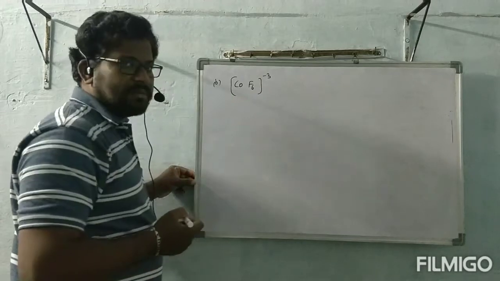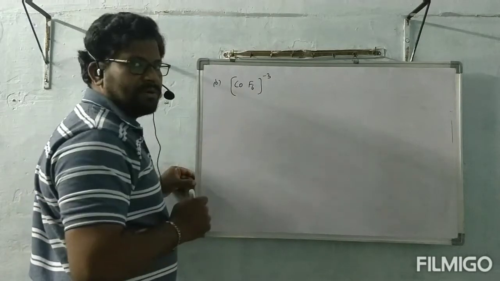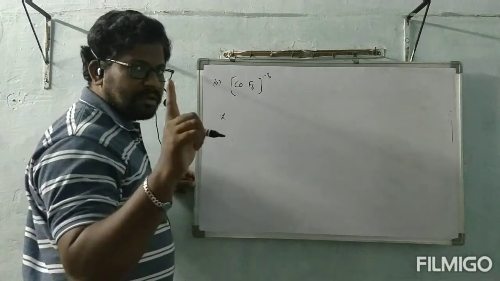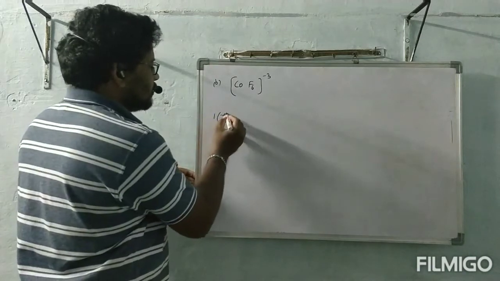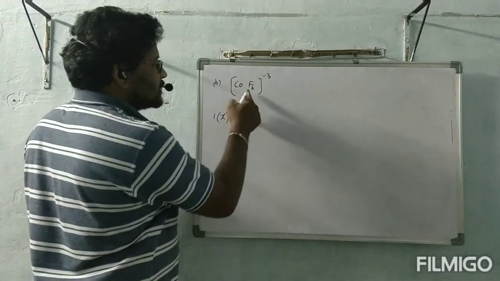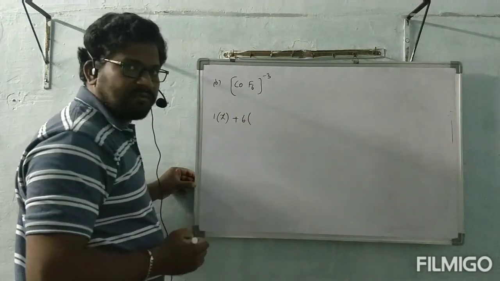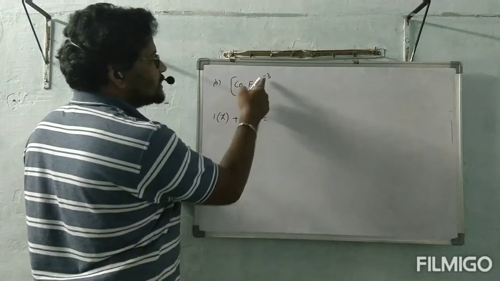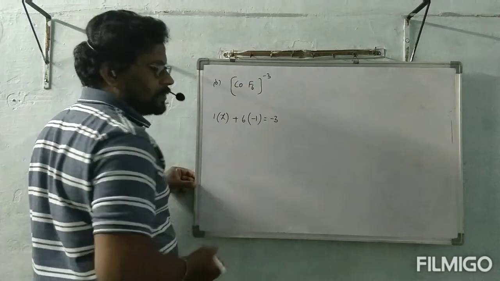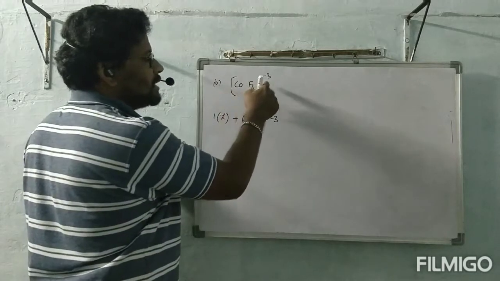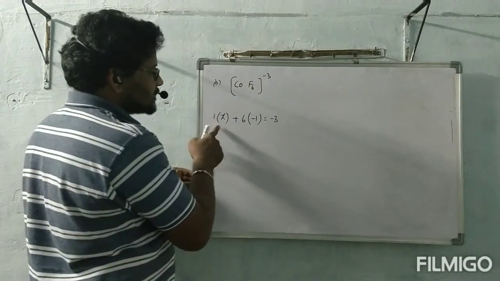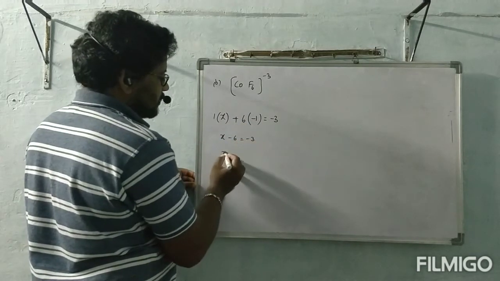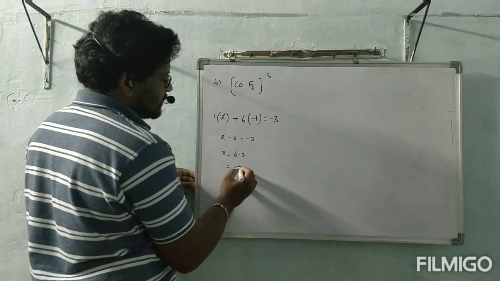First, find the oxidation number of cobalt. Cobalt oxidation number we don't know. Let the oxidation number of cobalt be X. How many cobalt atoms are there? One atom, so it will be 1. 1 into X plus 6 into, what is the oxidation number of fluorine? Minus 1, is equal to, what is the charge present here? Minus 3. This square bracket has minus 3 charge. So X minus 6 is equal to minus 3. X is equal to 6 minus 3, that is plus 3.